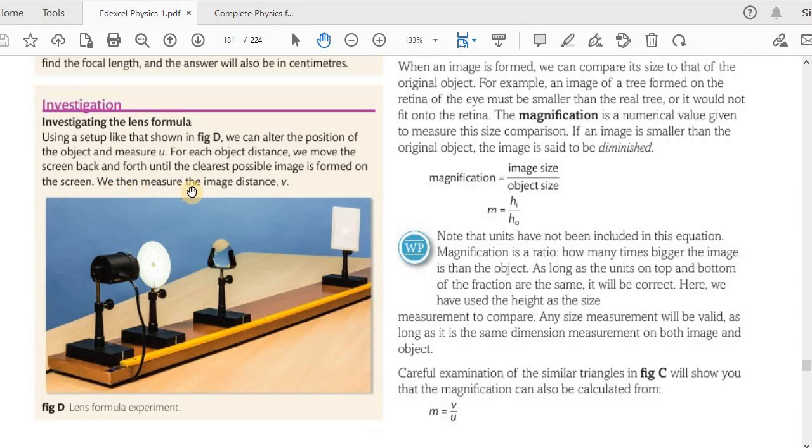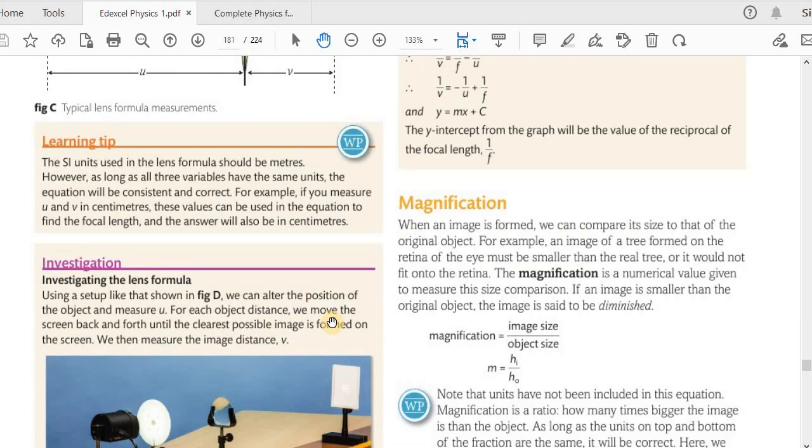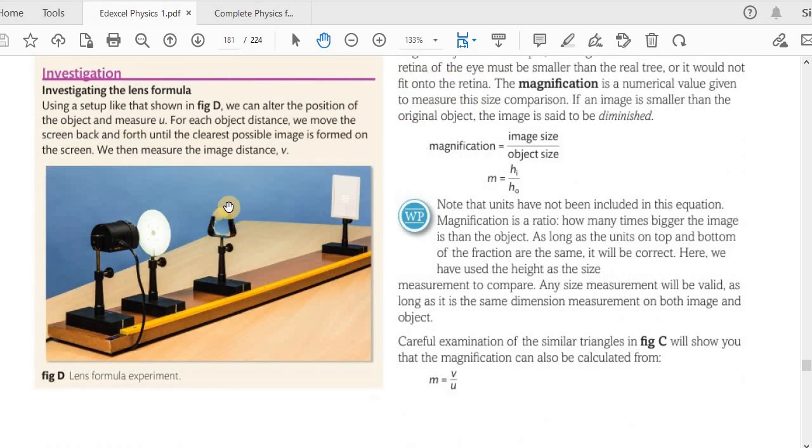We then measure the image distance v. So you see, image distance, object distance, focal length is fixed. So we can move the screen, for example, and get the image distance v. Here you can see the lens, then this is the object, and this is the real image of the object on the screen.